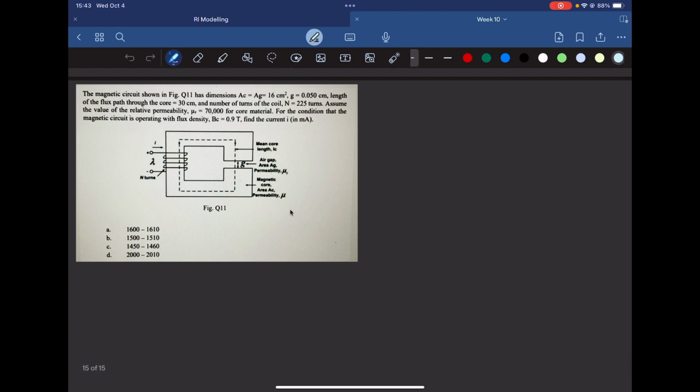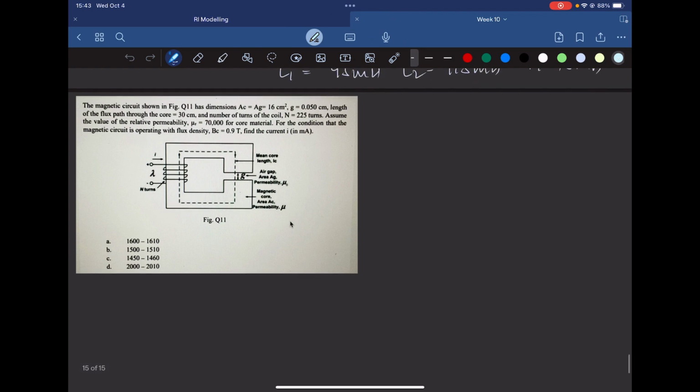So there's one question. In this question, a magnetic circuit is given which has the dimensions where the core and the air gap have similar cross section area. The air gap length is given to be 0.050 centimeter, and the length of the flux path is 30 centimeter, and the number of coils is 225 turns.